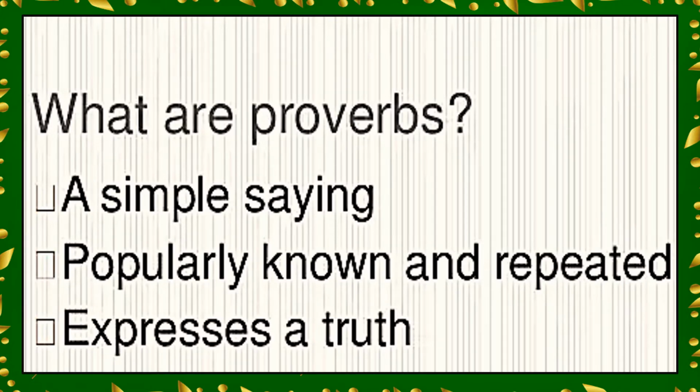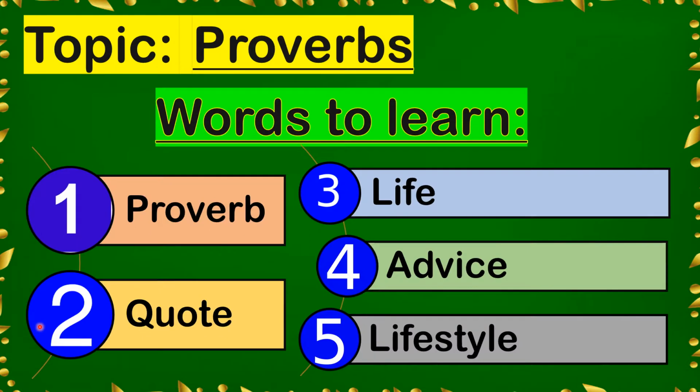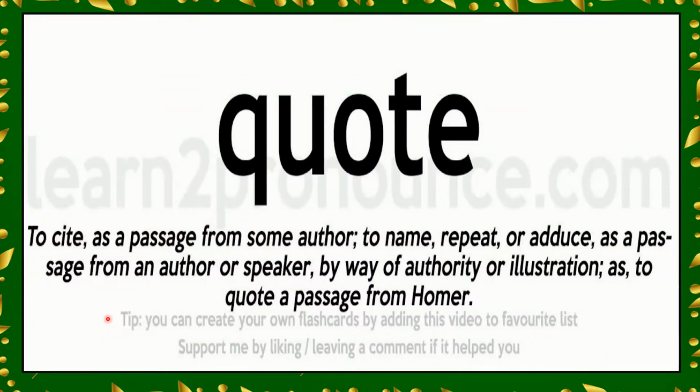What are proverbs? A proverb is a simple saying, popularly known and repeated, that expresses a truth. The second word is quote. Quote means to cite a passage from some author, to name, repeat, or adduce a passage from an author or speaker by way of authority or illustration, as to quote a passage from Homer. So class, another term for a quote is a passage or a saying.